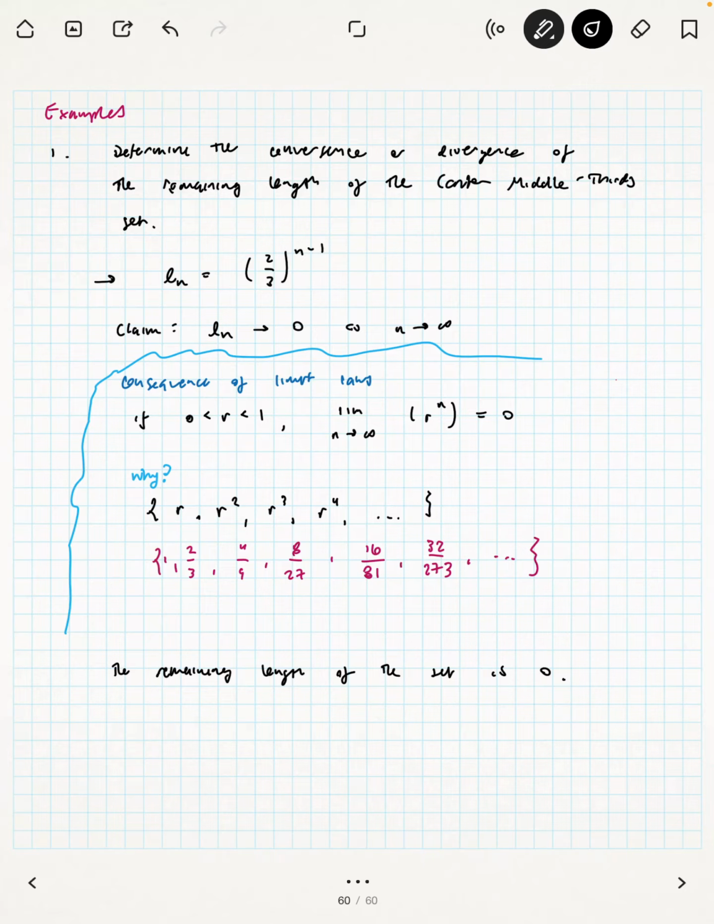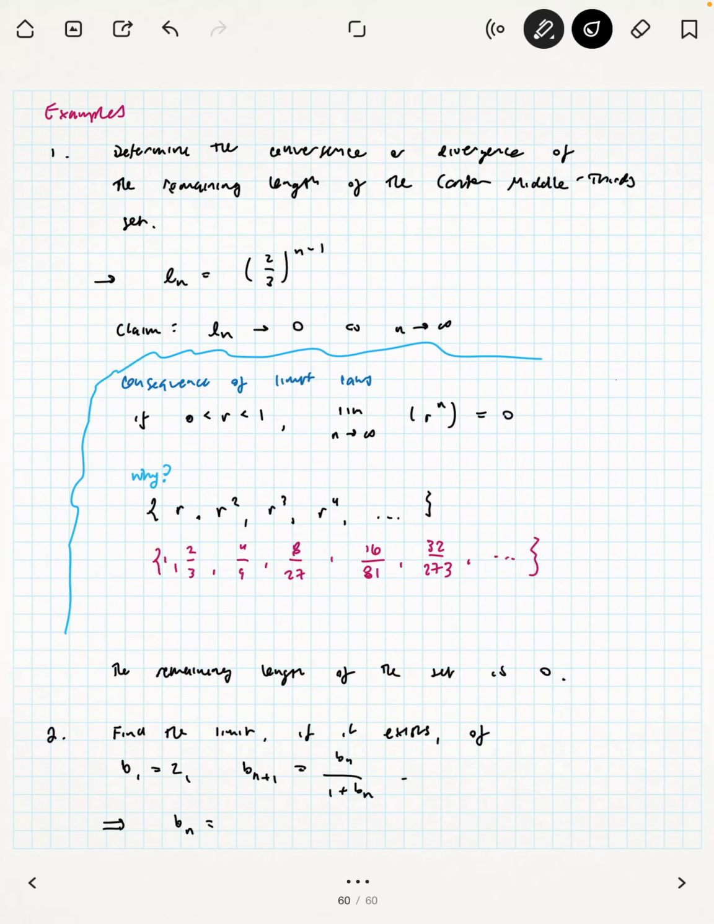Let's see another example, one that's a little bit more digestible. Example 2. What is the limit, if it exists, of the sequence b sub 1 equals 2, b sub n plus 1 equals b sub n over 1 plus b sub n? Okay, we've seen this one before, right?